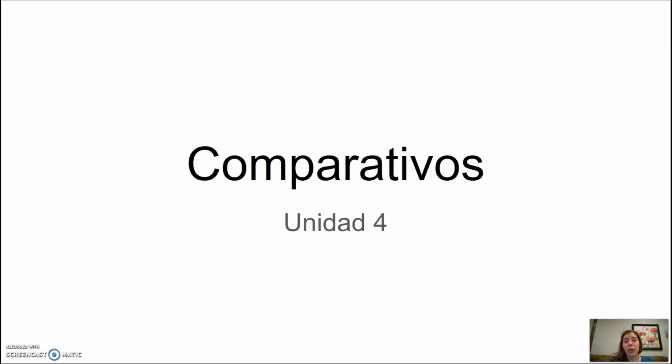In English, we compare things by adding -er to the end of a word, like greater, stronger, but we can also use the words more, less, and as to make comparisons. Today we'll talk about how to make comparisons. Usamos los comparativos en español.